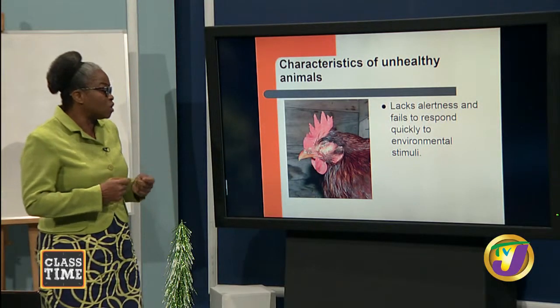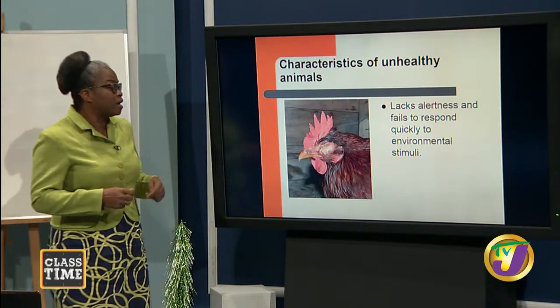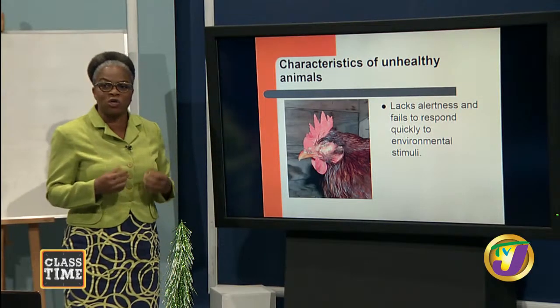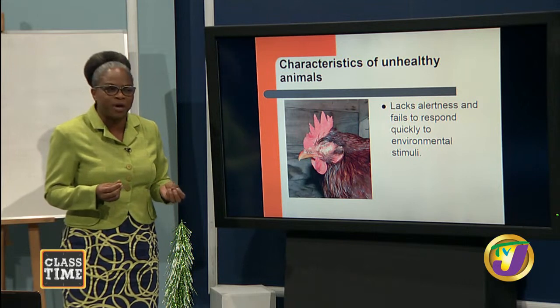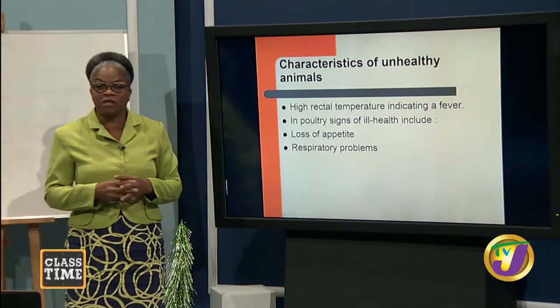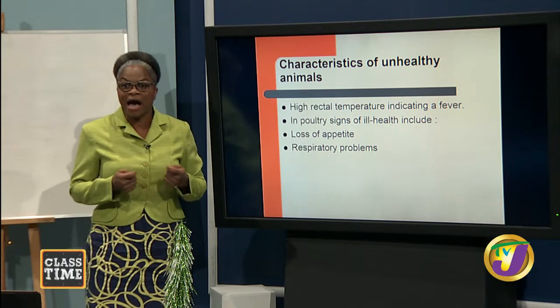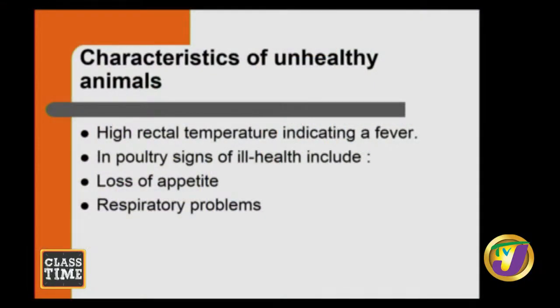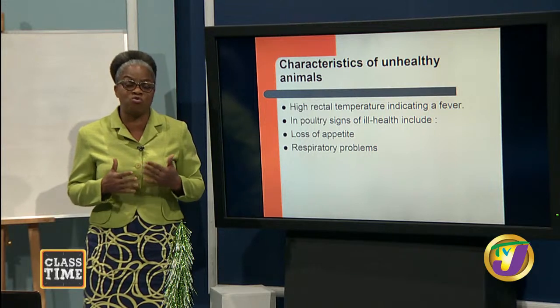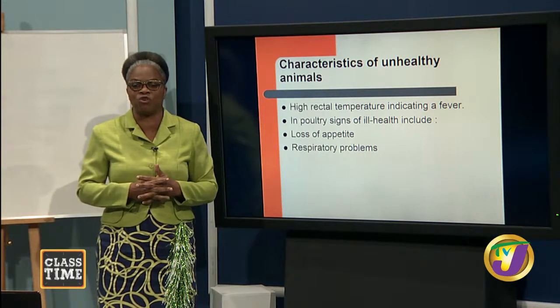So we are looking at what we talk about as alertness. If the animal is not healthy, the animal is going to lack alertness and fail to respond quickly to environmental stimuli, as seen in this picture here. The animal will look like it wants to sleep all the time, looking sleepy and having no energy at all to move around. Other characteristics, the animal will show signs of fever, that is high rectal temperature. Good, and in poultry, signs of ill health include loss of appetite and also respiratory problems. You may walk inside your pen and hear the animals coughing and wheezing. Then you know that something is wrong with the chickens that you have inside your house.